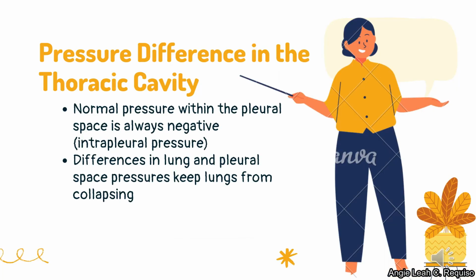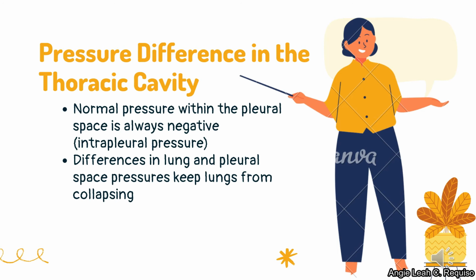So, pressure difference in the thoracic cavity. Normal pressure within the pleural space, or intrapleural pressure, is always negative. The pleural space is the tiny area between the two layers of the pleura, or the thin covering that protects and cushions the lungs. Between the lungs and chest cavity, the pleural space is normally filled with a small amount of fluid, and it is always negative.